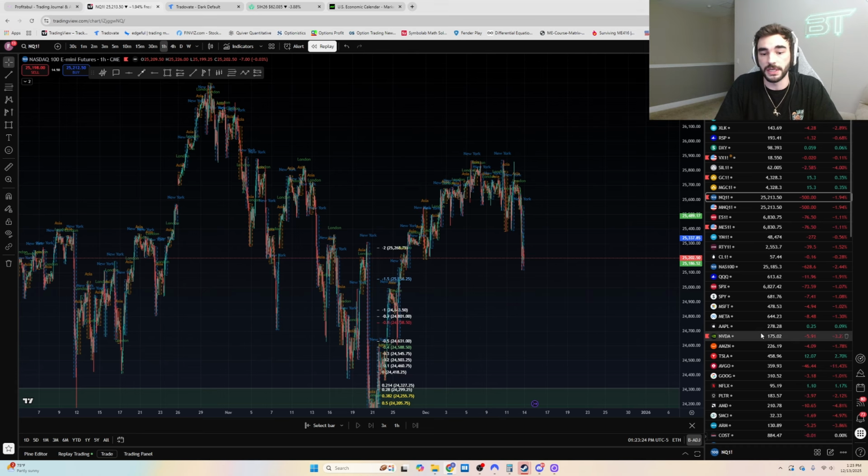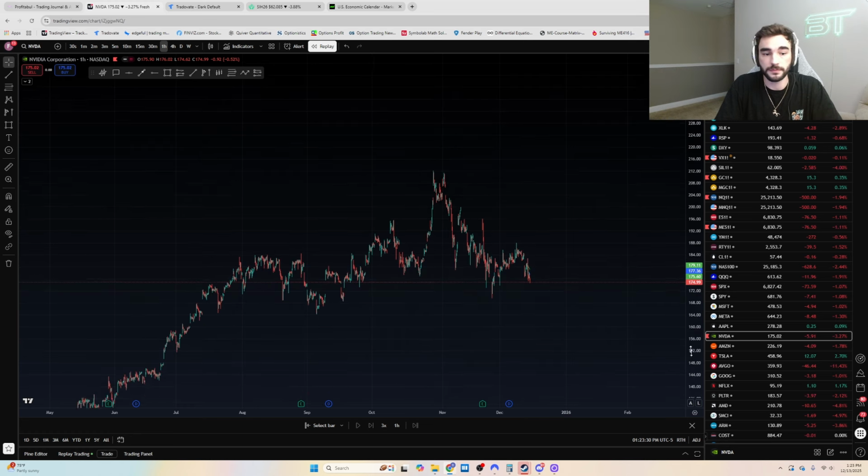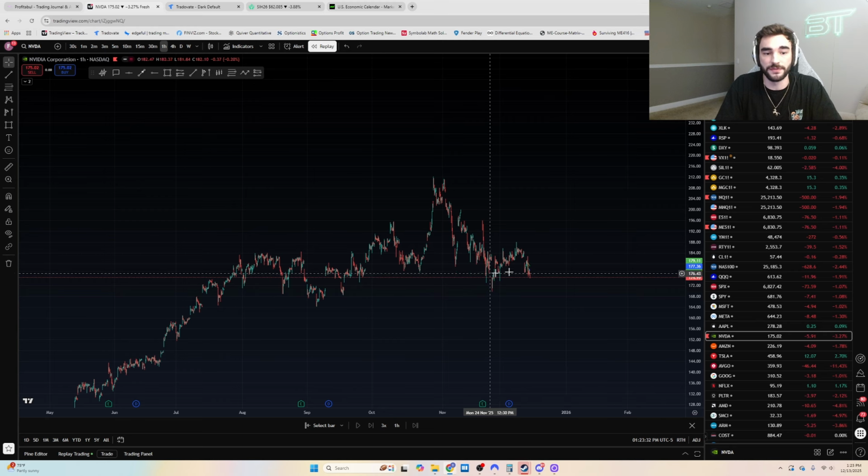You can even just see it in something like NVIDIA's price. NVIDIA was all the way up at 212. This is the biggest stock in the world. Now we're down to 175. This has not recovered nicely.